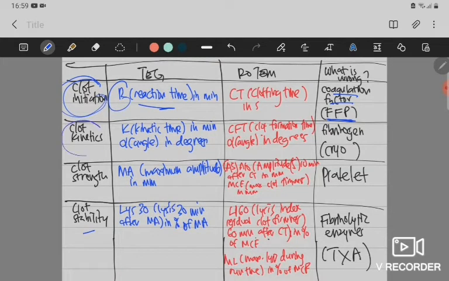Then we move on to the clot kinetics. It's the K time for TEG or clot formation time for a ROTEM. So this refers to a problem with fibrinogen if it takes a very long time to form. So if there's any problem with the K time or alpha angle, it refers to the need to give the patient cryoprecipitate.